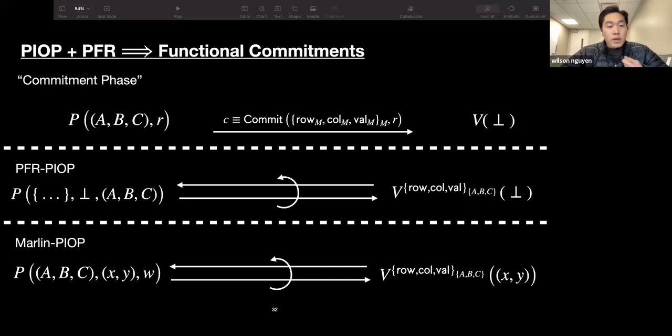And then we can run Marlin, which was the pre-processing SNARK we mentioned earlier, that happens to be a PIOP before compilation using polynomial commitments, which convinces the verifier that X and Y, like the function encoded, indeed on X is equal to Y. And that is a functional commitment.